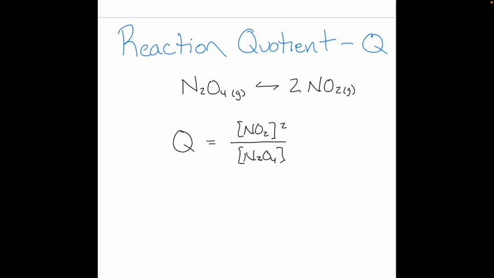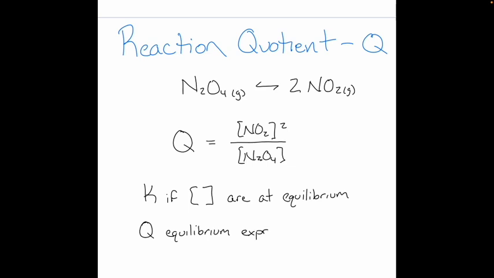Okay, so what's the difference? We call it K if the concentrations that we're punching in are at equilibrium, right? K is a constant value. It's not a variable. So the only way that K works is if the numbers that I punch in there are my concentrations at equilibrium. Then we call it K. If we're punching in values anywhere else outside of equilibrium, we call it Q. Okay, so Q is just our equilibrium expression outside of equilibrium.